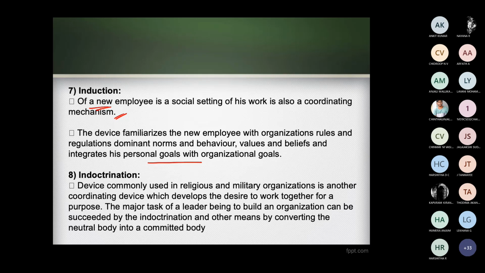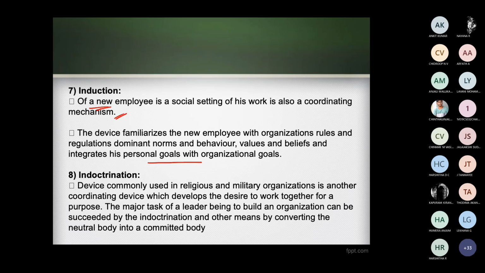We communicate the rules and regulations of our organization, what all the things our organization will be doing, how you have to come to the college, and how you have to behave in the college. Everything is given as an induction program so that you can fit properly into our organization. That is known as induction.